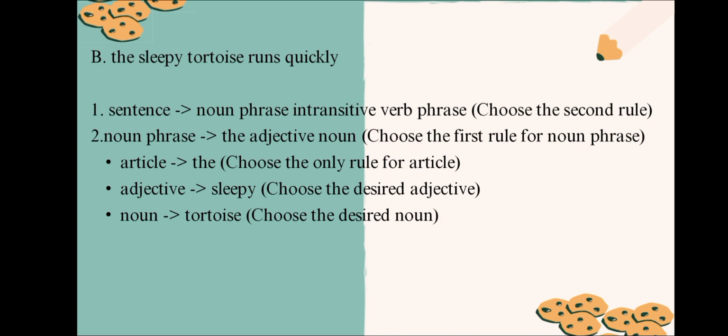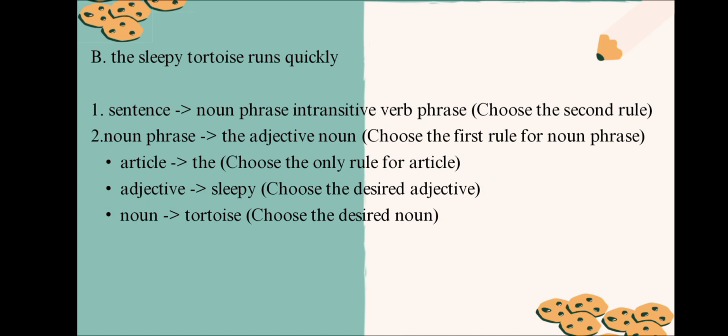The second sentence we have is, the sleepy tortoise runs quickly. We know we can write sentence with the noun phrase and transitive verb phrase. This is what we choose from the second rule. Noun phrase can be written as article, adjective, noun. This is what we choose from the first rule for noun phrase. In this case, article is replaced by the. Choose the only rule for article, and adjective is replaced by sleepy. Choose the desired adjective. Noun is replaced by tortoise.